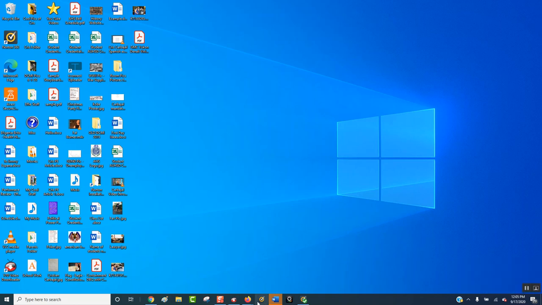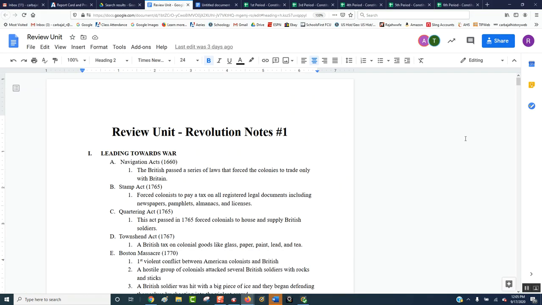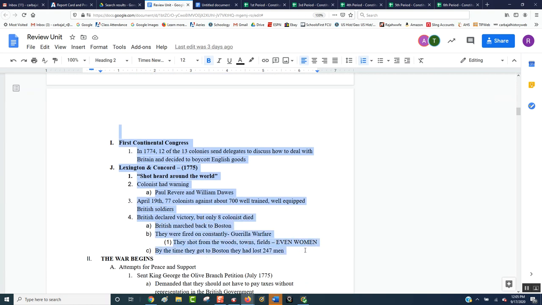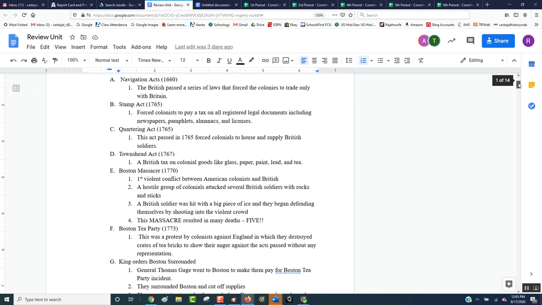So here we go. We're going to go ahead and open up the notes. And here we go, notes number one, the revolution, section one, leading towards war. So your assignment is what led towards the war until finally there was an actual shot, and that happens all the way to here. So this is all section one that needs to be in your assignment, and I'm going to go ahead and do the video lecture on it. All right, so leading towards war.